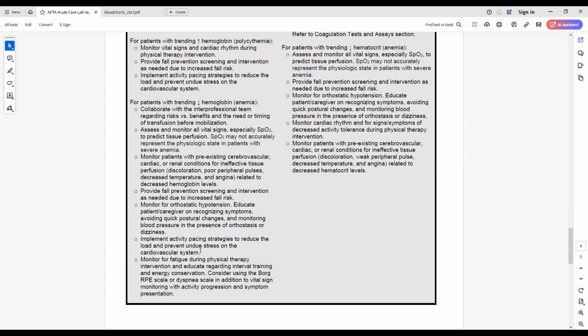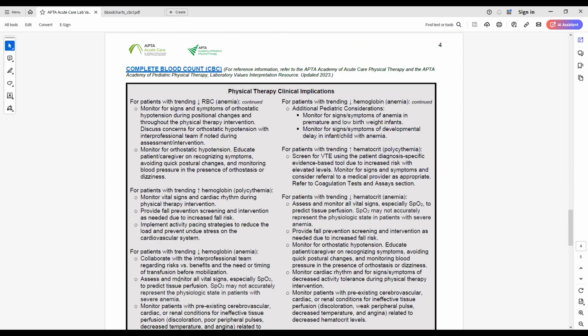Monitor for fatigue during physical therapy intervention and educate regarding interval training and energy conservation. Consider using the Borg or rate of perceived exertion scale or dyspnea scale in addition to vital signs monitoring with activity, progression, or symptom presentation.